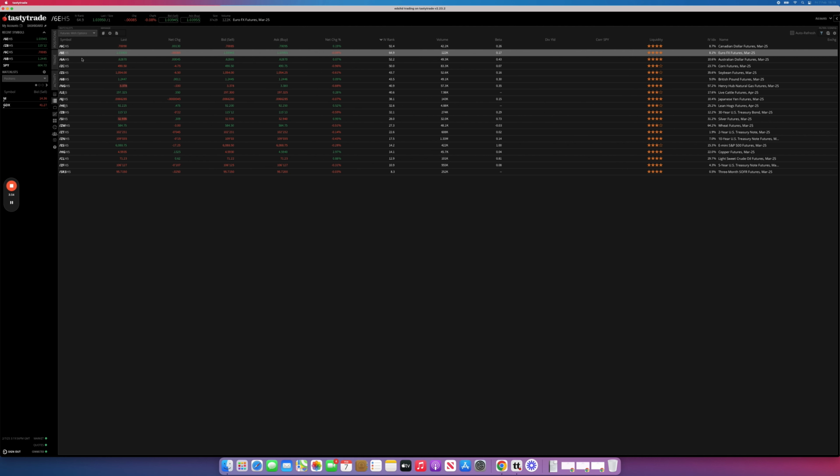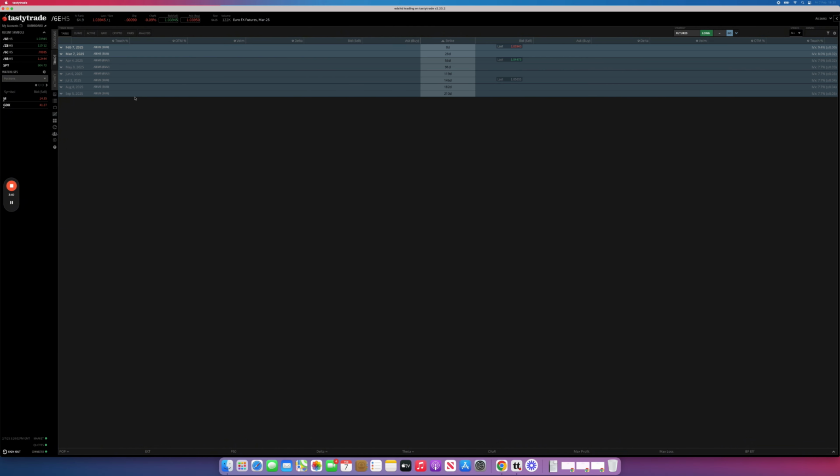So we selected the euro futures, and then we're going to go over to the trade tab, which is where we can see a list of option expiration dates for that particular underlying. And as you can see, we have our expiration dates on the left, and then next to it we have the correlating futures contract. You don't really need to worry too much about the futures contract. Everything is kind of done automatically for you.